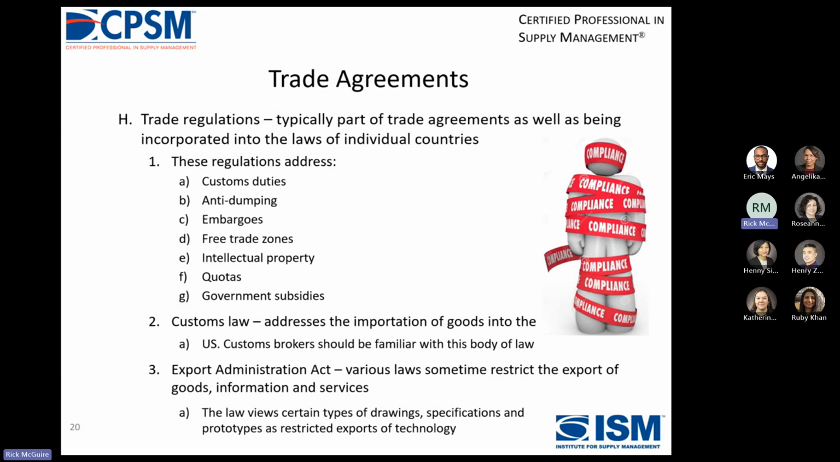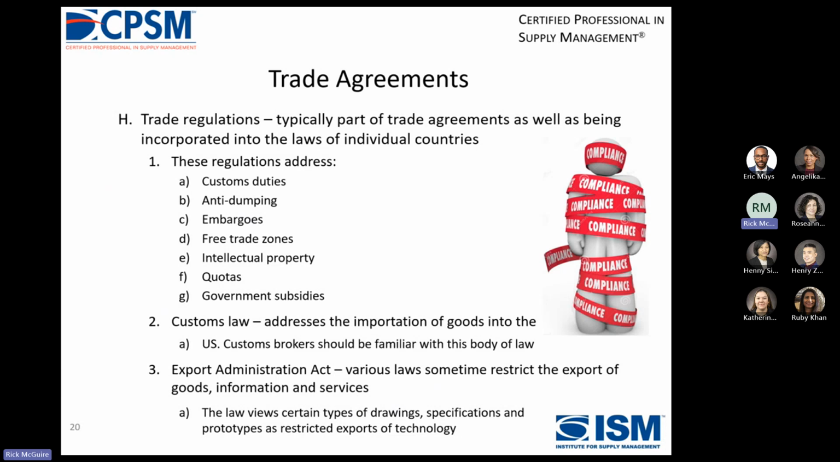Trade regulations are typically part of trade agreements. So the two countries will sign the agreement, and then each side has to enact regulations to support the agreement, incorporating the law in individual countries. So things like customs duties, anti-dumping, embargoes, free trade zones, intellectual property, quotas, government subsidies, etc.